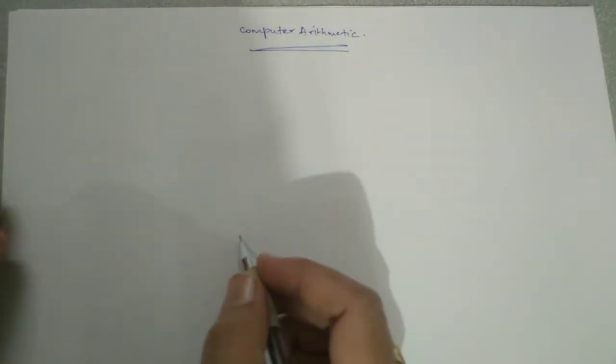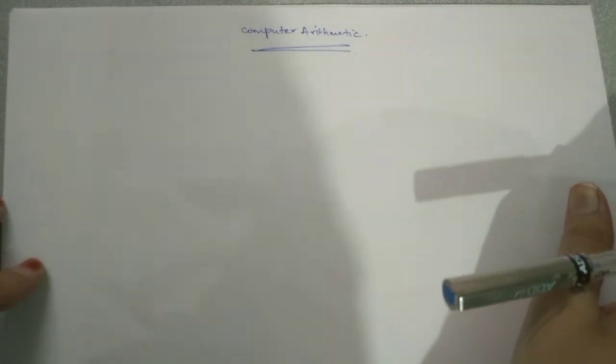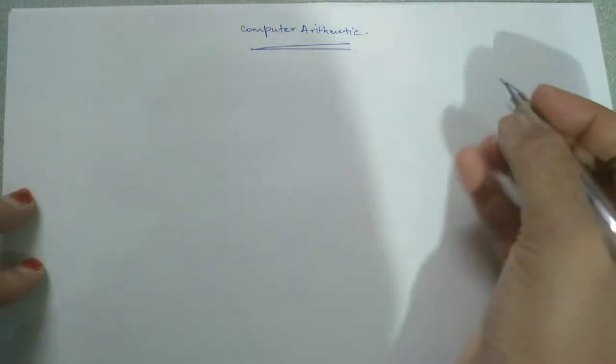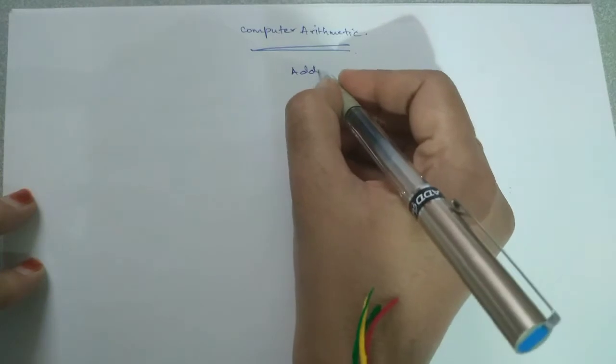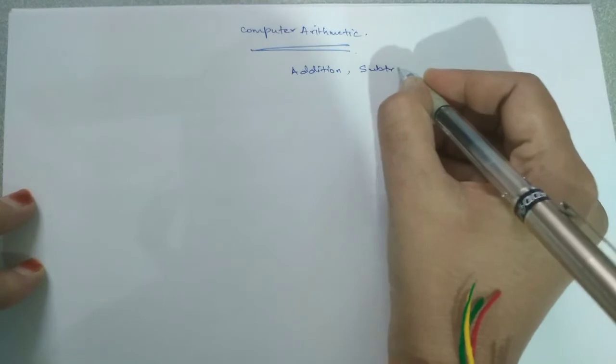Hello everyone. In this video we are going to see the topic computer arithmetic. Arithmetic instructions in digital computers manipulate the data to produce the necessary results for the solution of computational problems. In this video we are going to see about addition and subtraction operation.